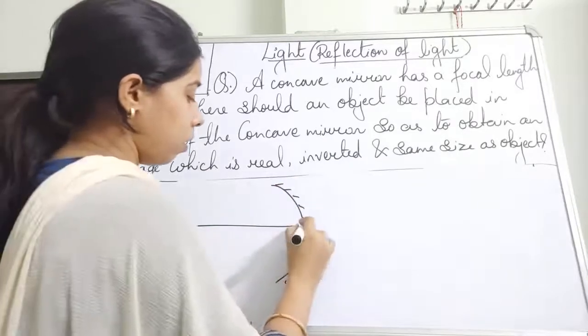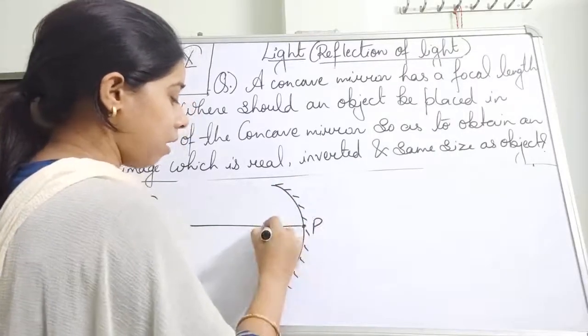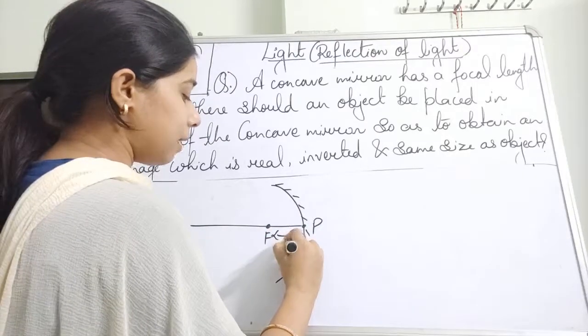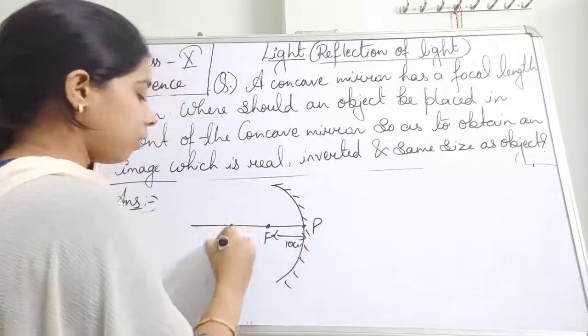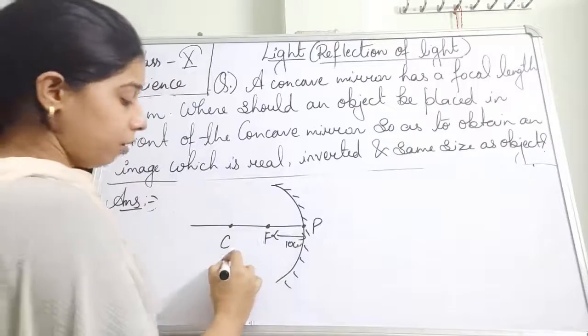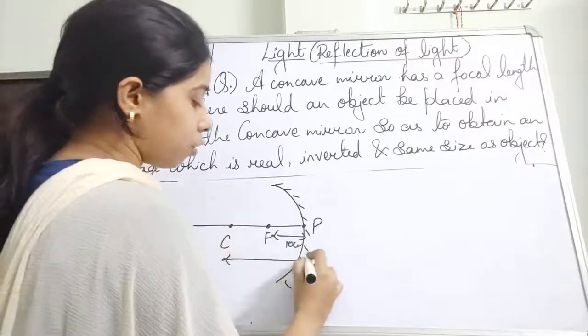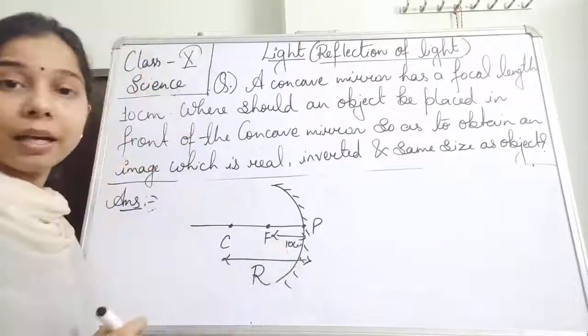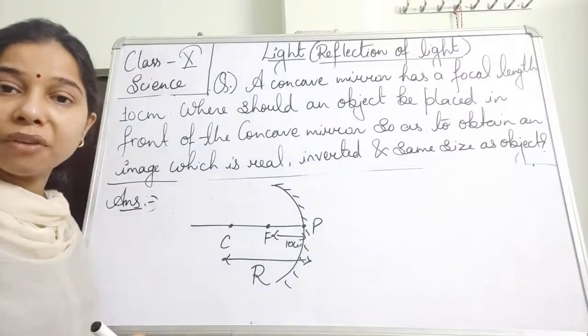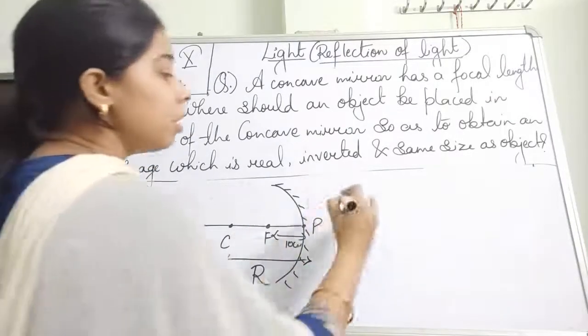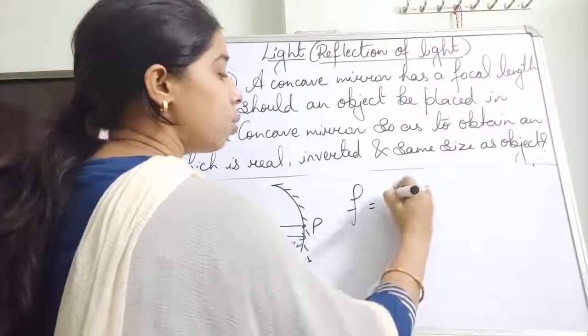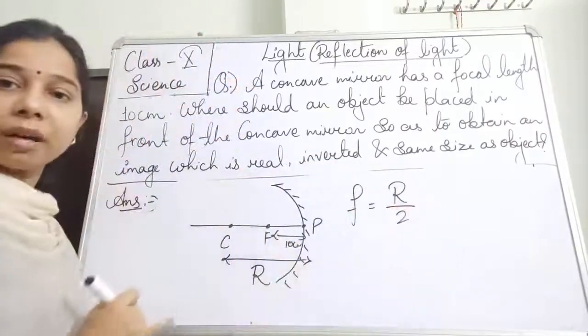So if this is the pole, this is the F. So the focal length is 10 centimeter, and this is the center of curvature, and the distance from this center of curvature to the pole is what? That is the radius. Okay, that is the radius of curvature, and we know that focal length is equal to half of the radius of curvature.